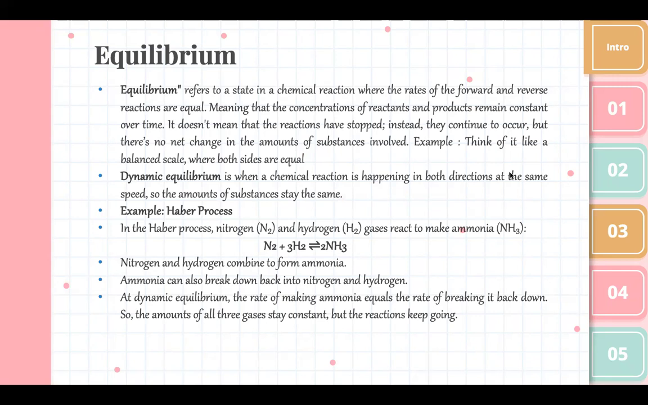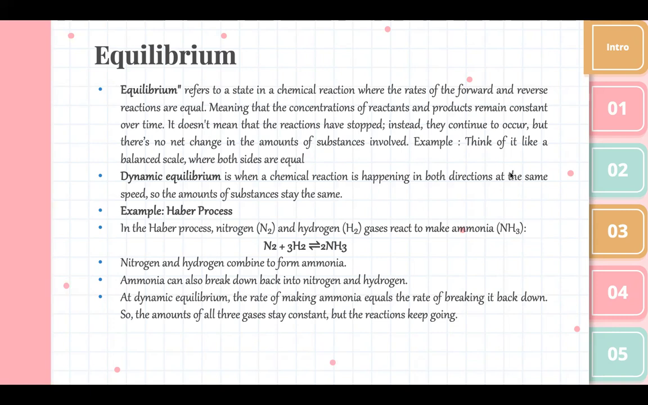Equilibrium refers to a state in a chemical reaction where the rates of the forward and reverse reactions are equal, meaning that the concentrations of reactants and products remain constant over time. It doesn't mean that the reactions have stopped. Instead, they continue to occur, but there is no net change in the amount of substance involved. Example: think of it like a balanced scale where both sides are equal.